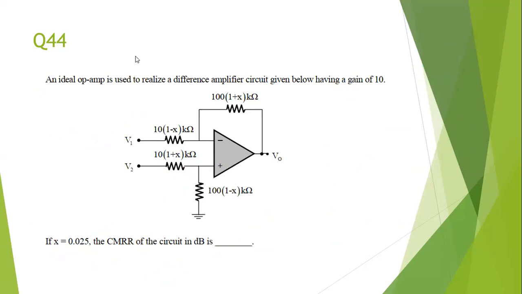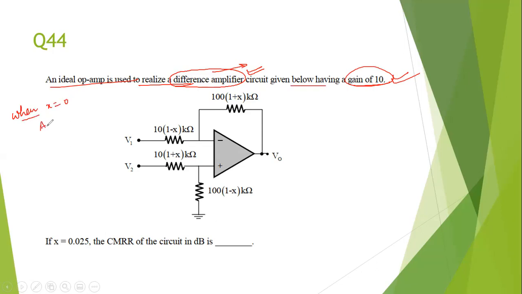The next question is very, very important and very simple. An ideal op-amp is used to realize a differential amplifier. This is the differential amplifier circuit given below, having a gain of 10. For an ideal op-amp, when X equals 0, the voltage gain AV equals 10.